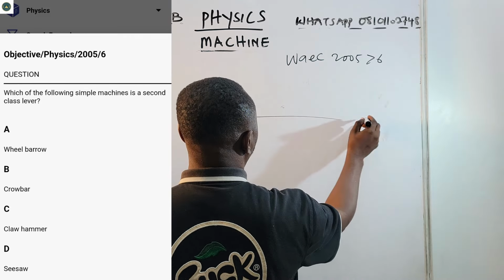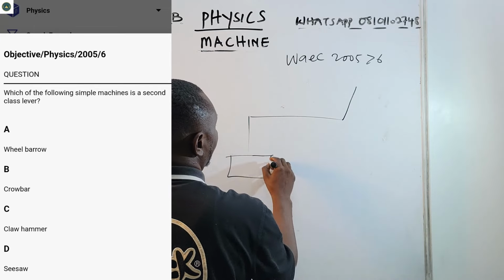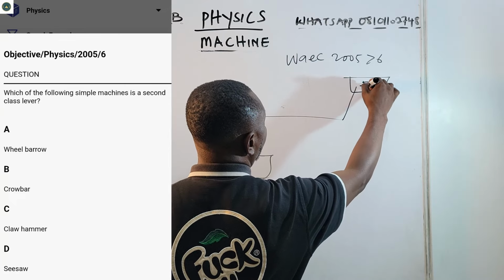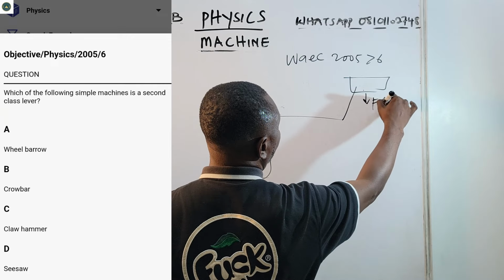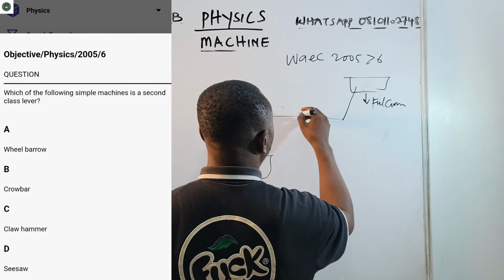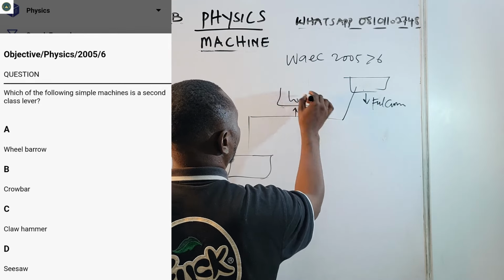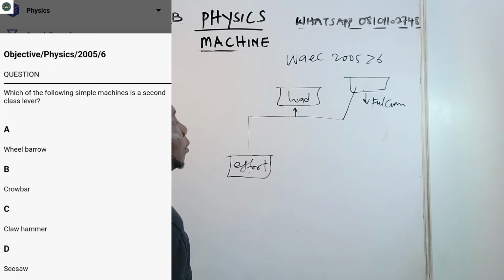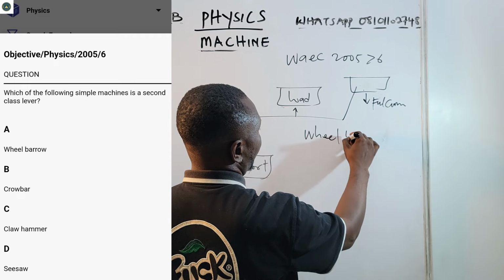You have something like this. So we have the fulcrum. Let's say we have here to be the fulcrum. Then you have the load. You have the effort. So this is second class. So the answer there is wheelbarrow.